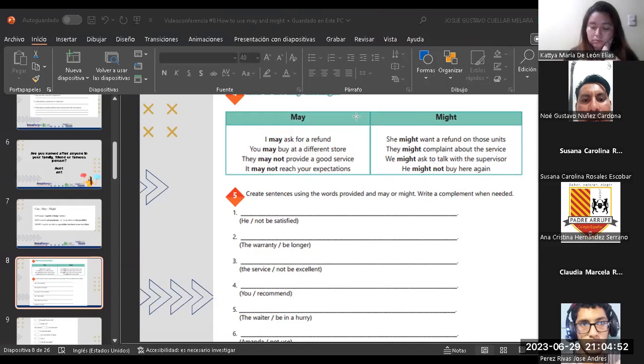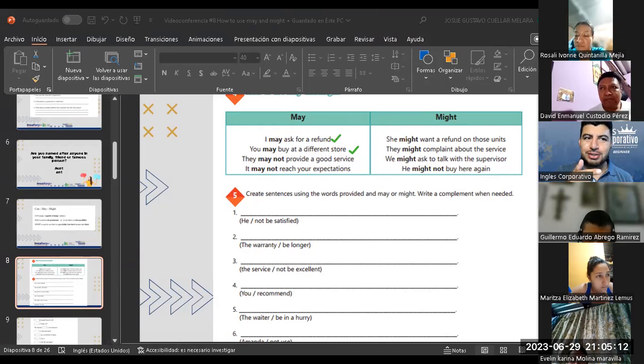I may ask for a refund. Refund, okay. Number two? You may buy at a different store. Thank you, okay. And the number one is very interesting. Podría pedir por un reembolso. It's like, yeah, you are thinking and you're going to do it, como que lo vas a hacer, okay? And number two, you may buy at a different store. So maybe you are in the store, but you don't like it, so you're going out to another store.